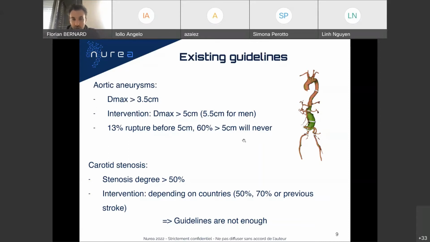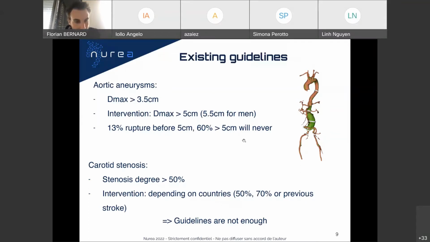However, the correlation with the actual risk of rupture of this aneurysm is not too good. Actually, there is 30% of ruptured aneurysms that happen before reaching this threshold of 5 centimeters. And conversely, there is 60% of aneurysms that will never rupture if the diameter is larger than 5 centimeters. So something more precise is needed, because that's a lot of useless interventions that are done, and patients that should have an intervention that are not qualified for intervention.